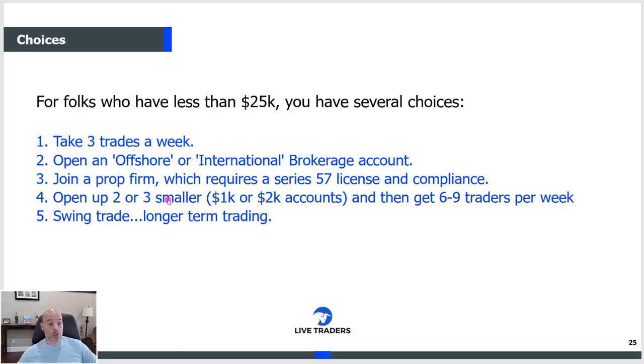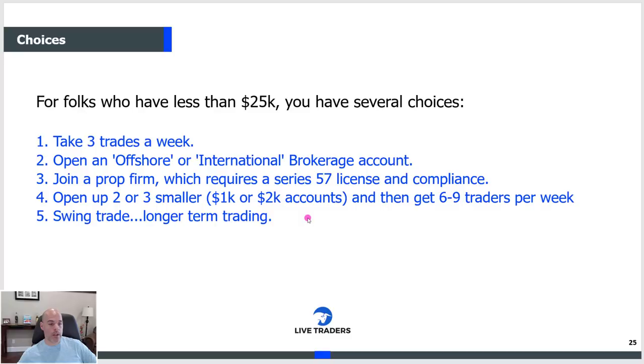You can open up two or three smaller retail accounts, right? Say you have $5,000. Maybe you open up three accounts: a $2,000 account, a $2,000 account, and a $1,000 account. This gives you 9 trades per week, which is almost 2 per day, which should be enough, okay? So in that respect, you could open 2 or 3 smaller accounts. Is it a little bit annoying? It is, but you could do it, okay?